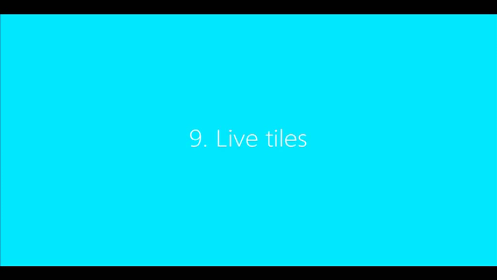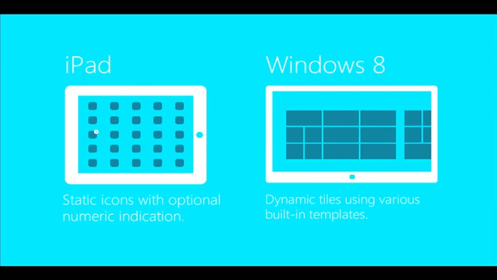Let's talk about live tiles. If you look at iPad, the tiles are nicely designed. A lot of thought and design time went into that. But they're graphical representations of the app itself, and they're static. The only dynamic part of it is these little red bubbles that indicate some kind of numeric value, like 2 new mails or your cloud score went up, for example.